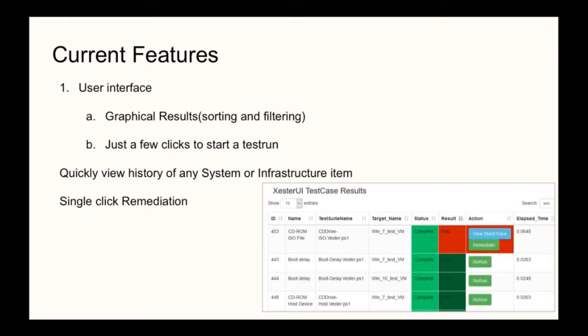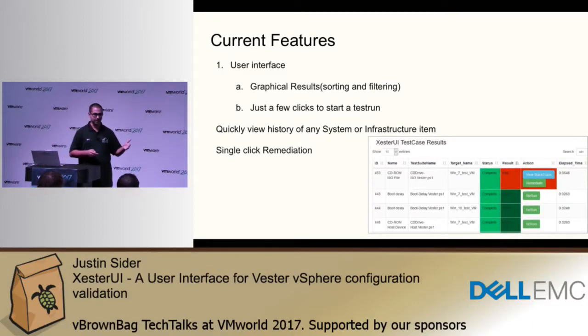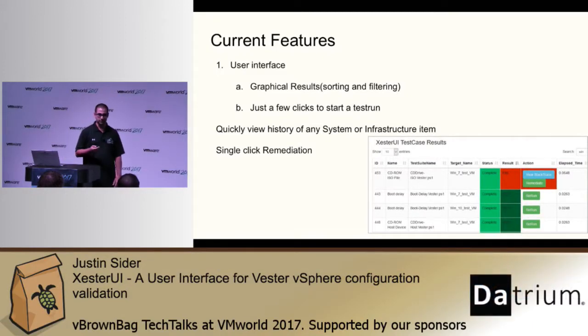The user interface is pretty simple. You have search and filtering available, so you can sort things all day long. And you can quickly drill down from a system to infrastructure items. And everything's color-coded. All the colors are configurable through the back-end database. It's just some couple rows of data.